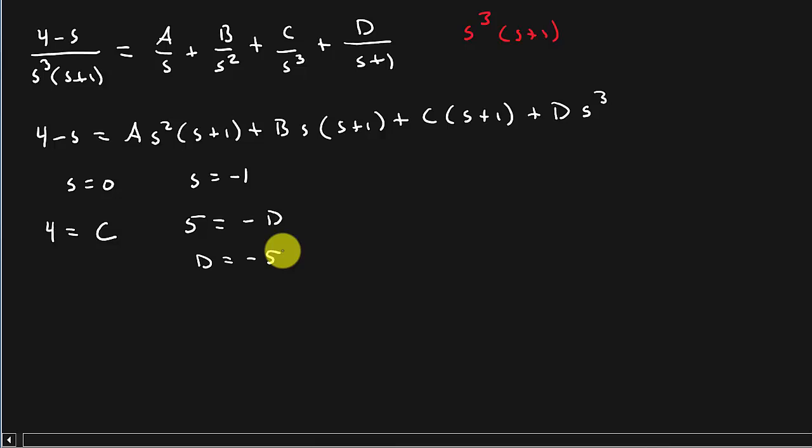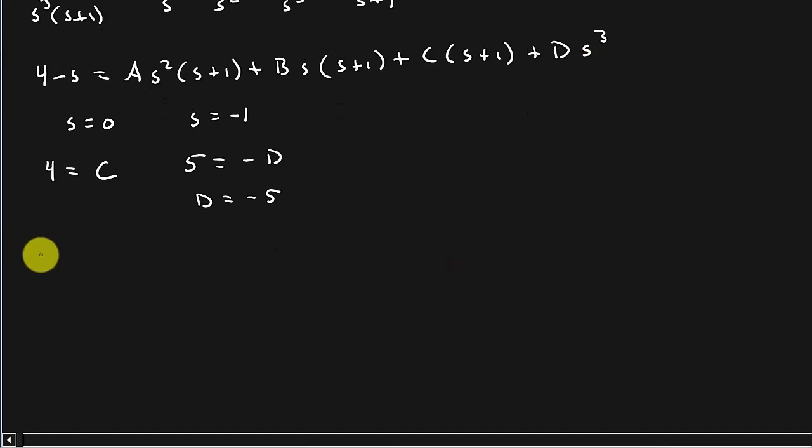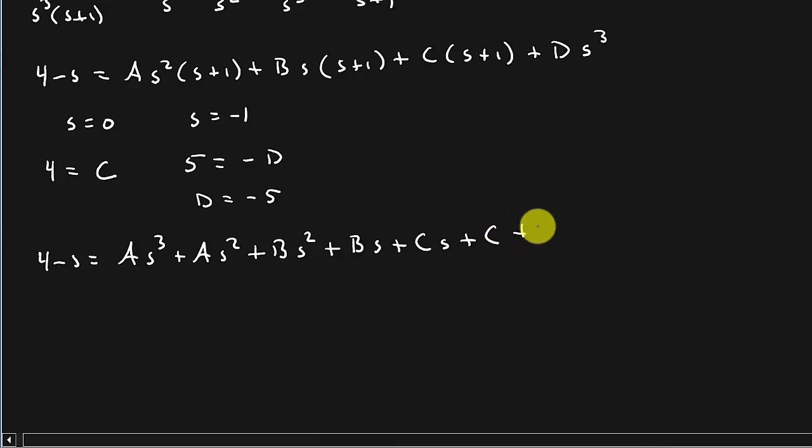All right, so now there's not really a whole lot else we can do as far as figuring out what a and b are. So I need to multiply this all out. So that's going to give me 4 minus s is equal to as cubed plus as squared plus bs squared plus bs plus cs plus c plus ds cubed.